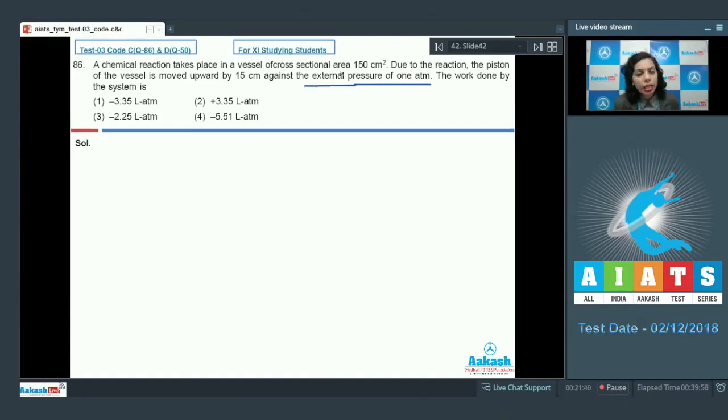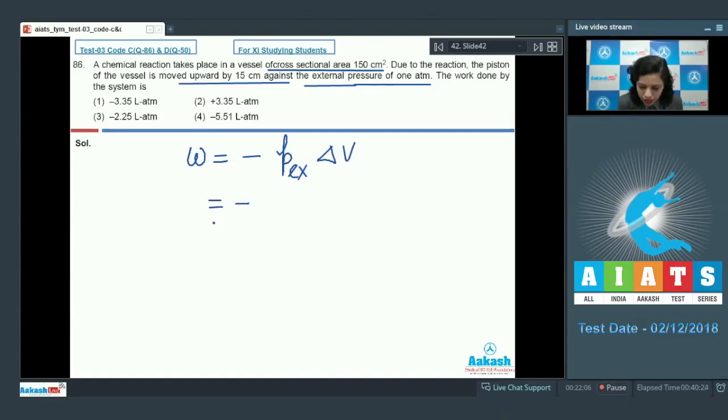Now, due to the chemical reaction, piston moves upward by 15 centimeter. And further, the cross-section area of that piston is 150 centimeter square. So simply we can find out the volume of the product that is formed during that reaction. And here, if we talk about the work done, that work done is equals to minus P external delta V. Now in this case, what is P external? We know that this is 1 atmosphere into what would be the change in volume?